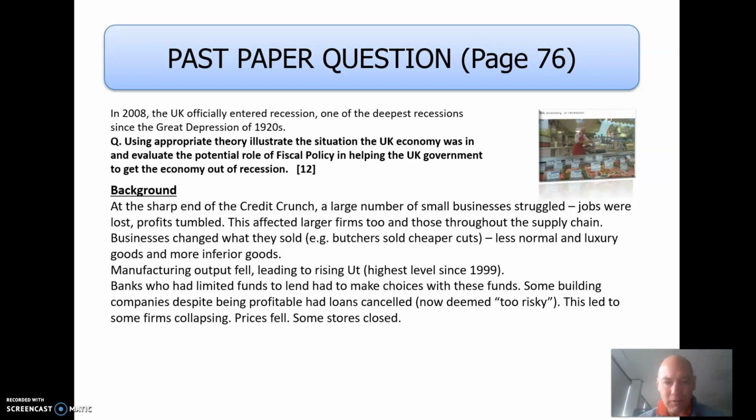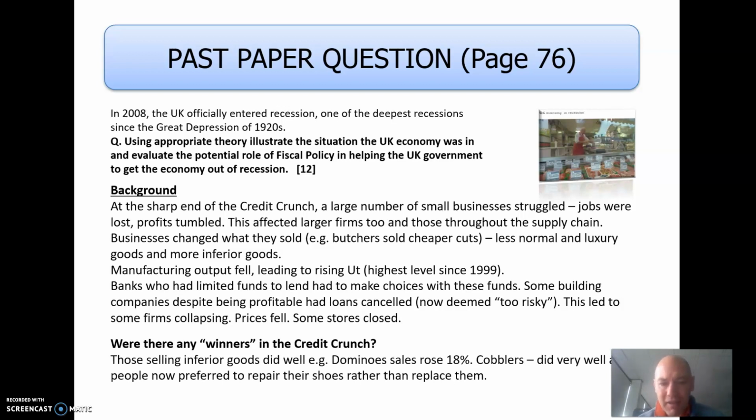So they had to make choices. Who do I lend to? And there were examples in the video that I wished I could show you, where some building firms, despite being really profitable, always have been profitable, never had an issue, had their loans cancelled all of a sudden. With the scarcity of funds, they were deemed too risky, and it led to some firms collapsing. Prices fell, some stores closed. In terms of the credit crunch, were there any winners?